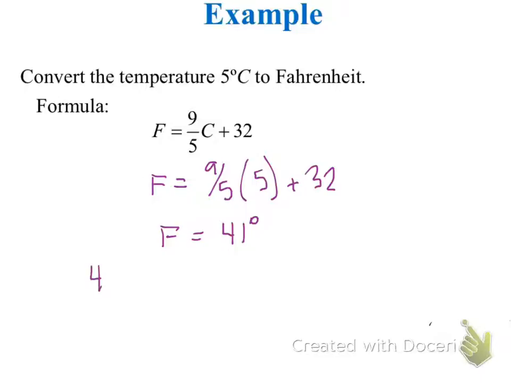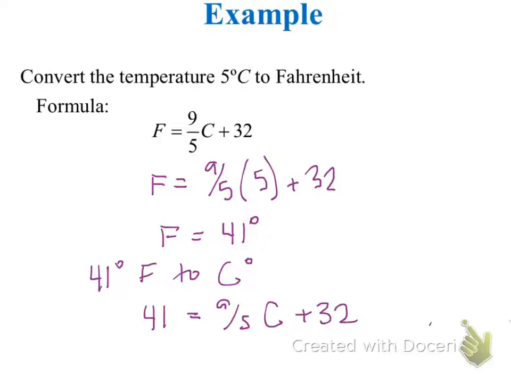Now, this would have been a more difficult problem if they had asked us to do the opposite, to convert 41 degrees Fahrenheit to Celsius. So let's try that. Obviously, we should get the answer of 5 degrees Celsius. So we're going to plug in 41 equals 9/5 times C plus 32. Backwards through PEMDAS, the first thing I'm going to do is subtract 32 from both sides. That gives me 41 minus 32, 9 equals 9/5 times C.